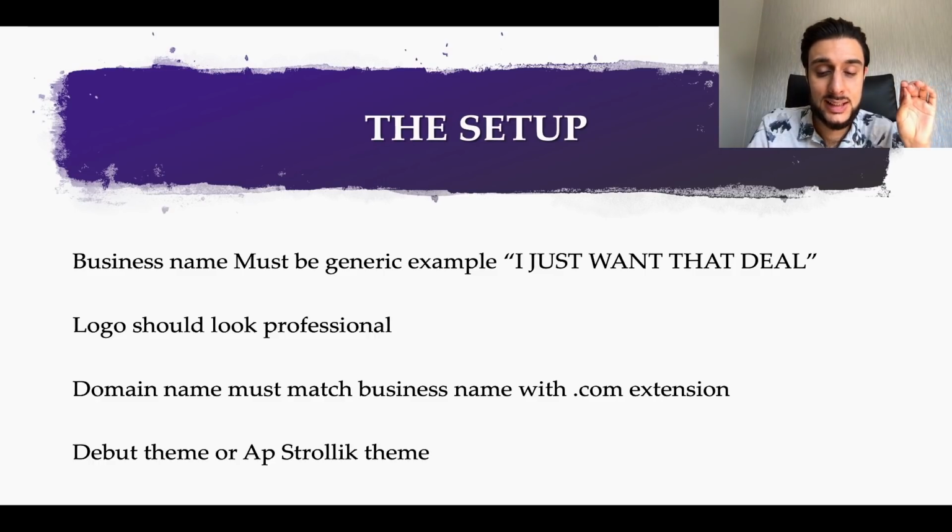The domain name must match the business name. So for example, I just want that deal.com. Now, I really do recommend you use a .com extension, because .com is one that everybody knows about. Now, if you use an extension like .org, .shop, .net, customers might not know about that extension, so it might bring up suspicion and it might stop them from buying from you. And SEO wise, .com works the best, so that's the reason why I can't emphasize using a .com with your business name.